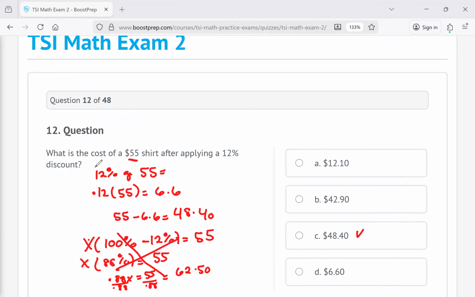But I think the easiest way is just: what is the cost of a $55 shirt after applying a 12% discount? Just find 12% of 55, which is 6.6, and then subtract that from 55, because you know it's going to be discounted, right?